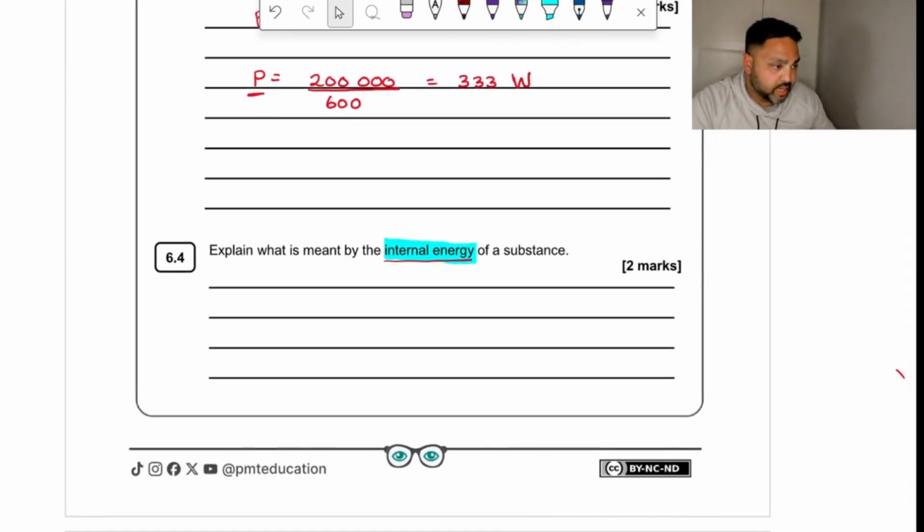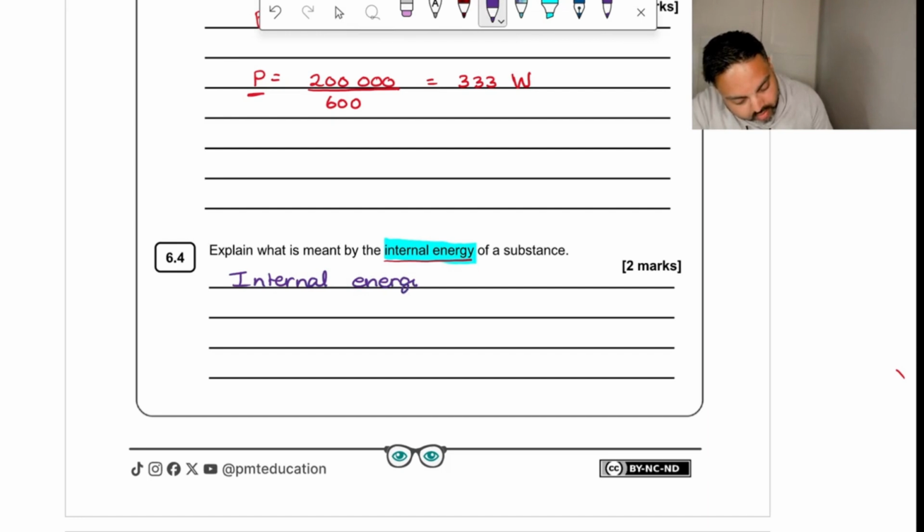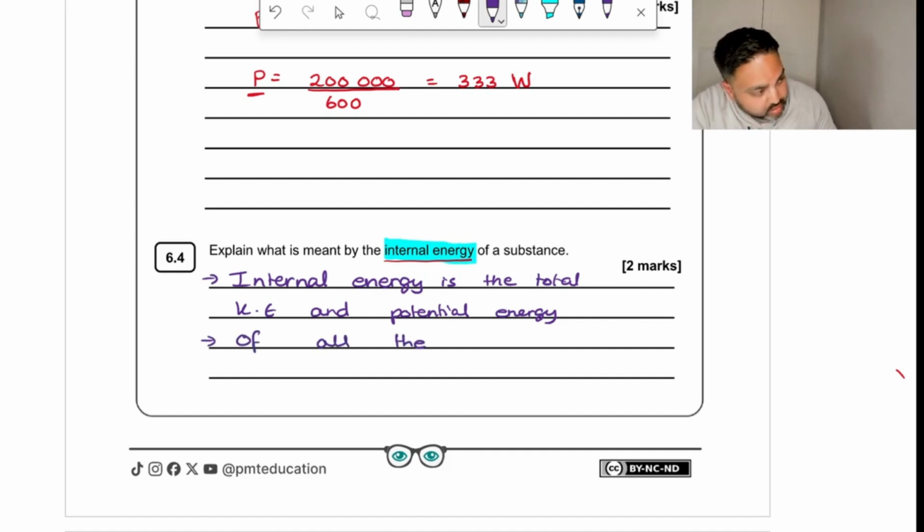So let's break that down then. Let's have a look at this. Internal energy is the total kinetic energy and potential energy of all the molecules or atoms in the substance.